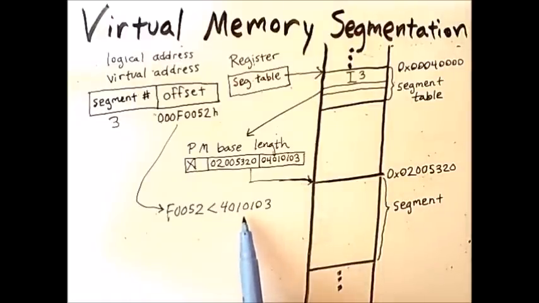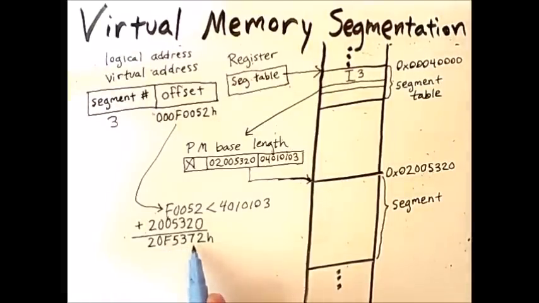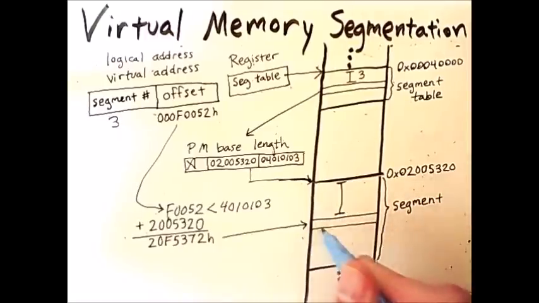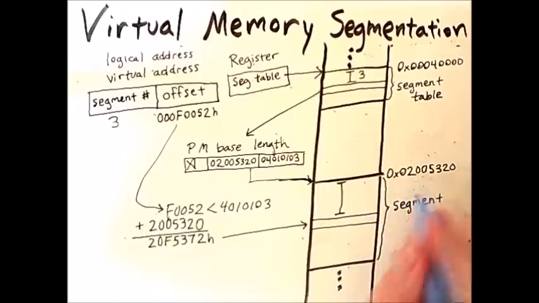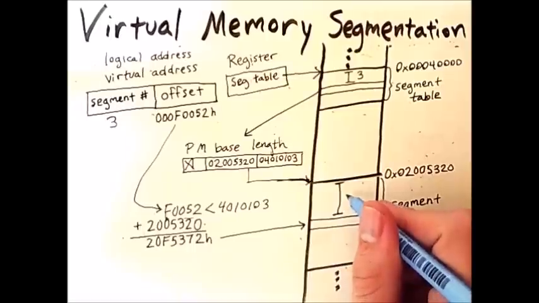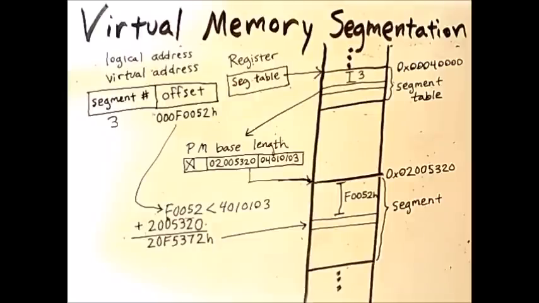This hex value consists of more digits than this one, so it is clearly larger, meaning that this hex value is in bounds. Next, we will add this offset to the base to find the actual physical address, like so. The result we get is 20F5372 in hex. This address is right here, but it happens to be this base address shown there added to this offset, which is the length being measured here.